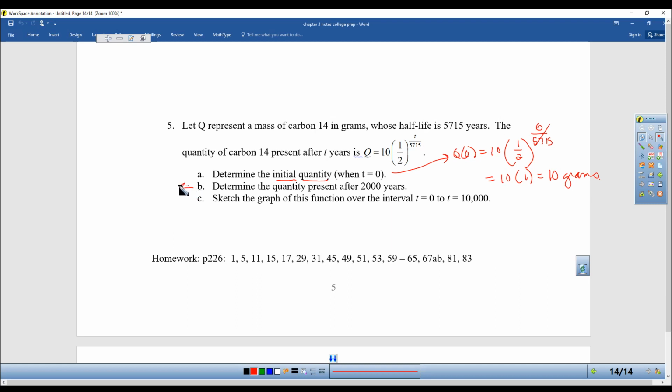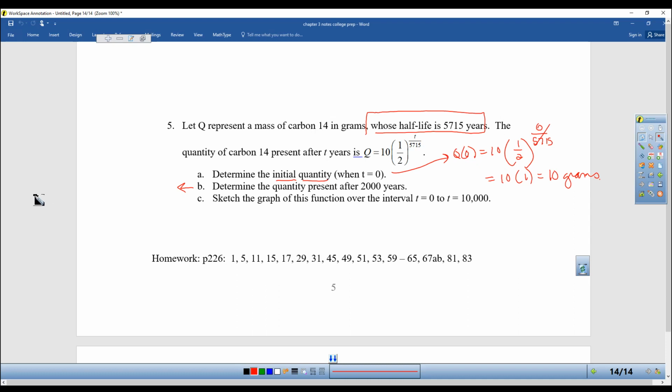Determine the quantity present after 2,000 years. Now remember, its half-life is 5,715 years. So it'll take 5,715 years just for it to go down to 5 grams. So after 2,000, there should be more than 5 grams. You should always be thinking about your answer and whether or not it makes sense.